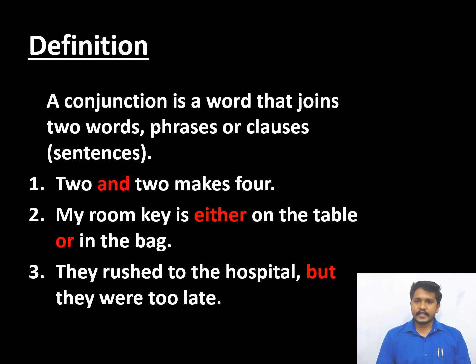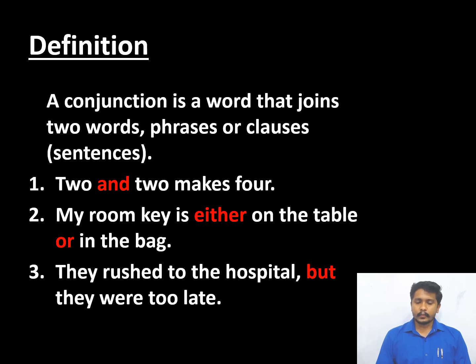First of all, let's see the definition of conjunction. A conjunction is a word that joins two words, phrases, or clauses, even sentences. The definition is very clear here. A conjunction is a word that joins two words, two phrases, or two clauses. Sometimes we call them sentences. Let us see a few examples.